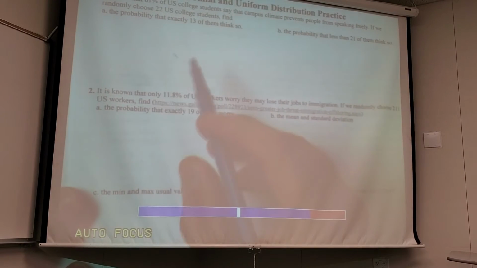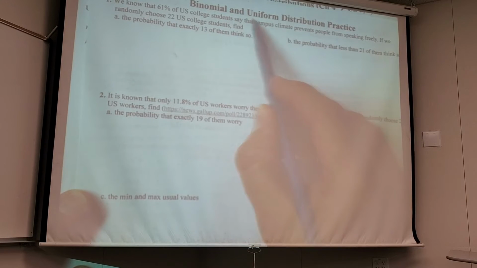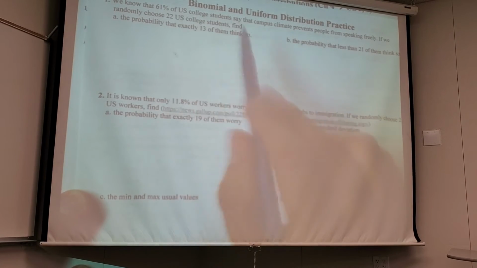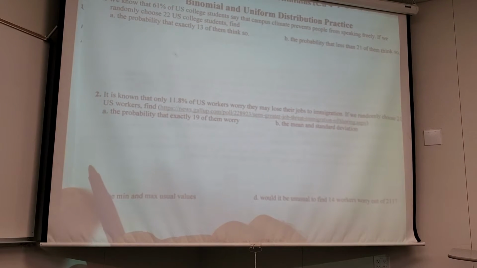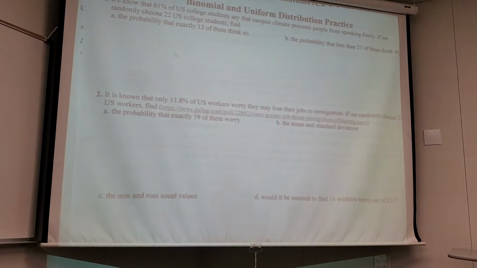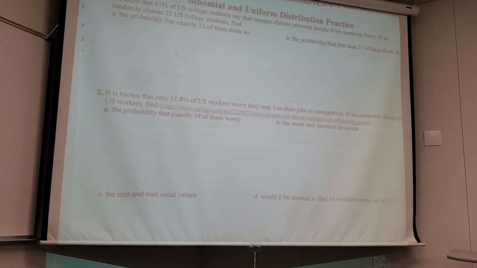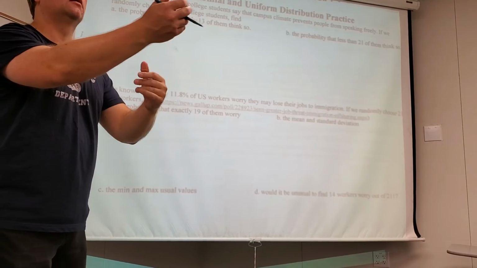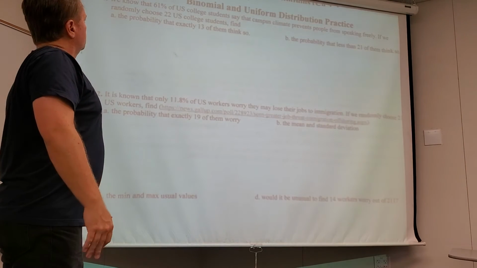Now, it's really easy to identify this question because it's on the sheet that says it's either binomial or uniform. Why is this binomial, though? This situation. What can you identify in that setup? 22. What about 22? N. So there's N.